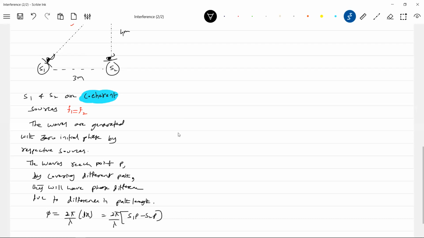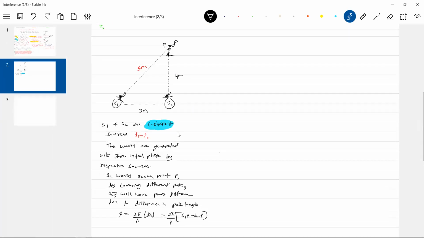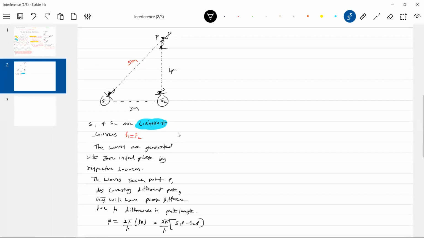This is very important. Almost every problem, this is what I'll be thinking. What do you mean by delta x? This will cover 5 meter, this 4 meter. What is the path length difference? 5 meter minus 4 meter, 1 meter. This will cover more path, so this will gain more phase. So because of path length, there's the phase difference. Okay, got this one.